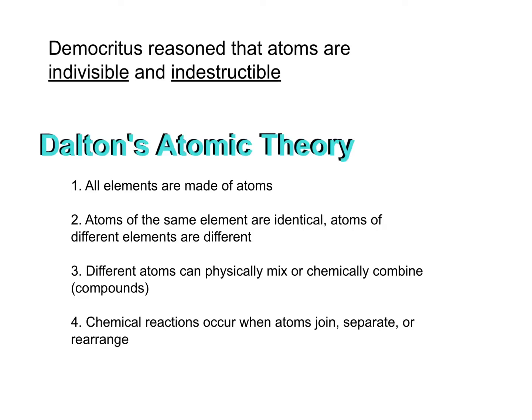Dalton's atomic theory. 1. All elements are made of atoms. 2. Atoms of the same element are identical, and atoms of different elements are different. 3. Different atoms can physically mix or chemically combine into compounds. 4. Chemical reactions occur when atoms join, separate, or rearrange.